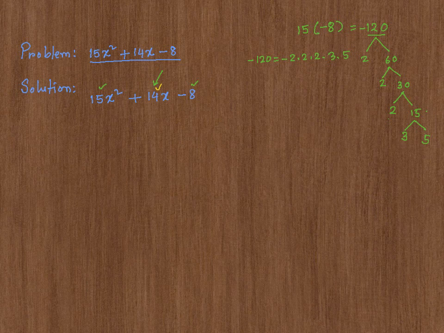And just to save video time, I'm just going to write it out. 20 times negative 6 is negative 120, and then 20 plus negative 6 is 14. Exactly what we have here. So what we are going to do, we are going to take this 14x and write it as 20x minus 6x. So let's go ahead and do that.